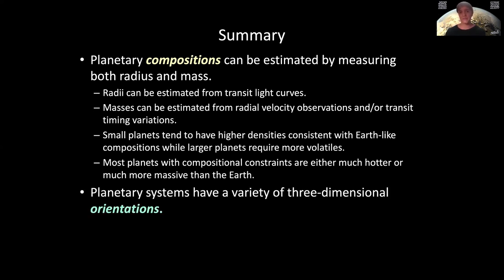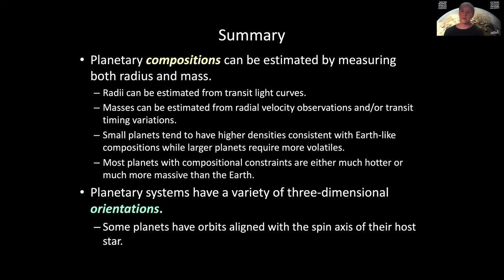cooler planets. Finally, we touched briefly on three-dimensional orientations of planetary systems and learned that the Rossiter-McLaughlin effect can allow us to measure the orientation of the planet orbit relative to the stellar spin axis. We know that some planets have orbits aligned with the spin axis of their host star, whereas other planets spin in the opposite direction or at intermediate angles in between.